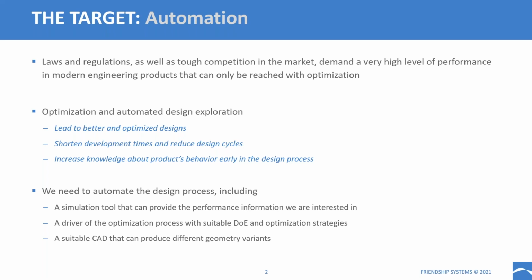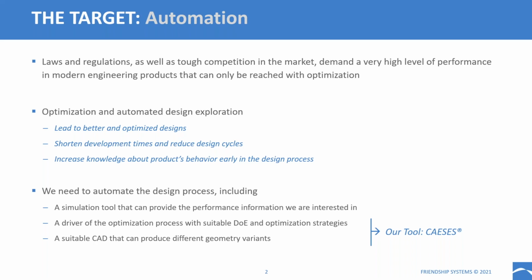And if we want to reach this kind of process automation for simulation-driven design or CFD-driven design, we basically need three components. We need the simulation tool that will provide us the performance information we're interested in, and that's basically taken care of by SimScale in this case, as we've seen. We will need a driver of the optimization process, which basically controls the whole process and provides the algorithms and strategies that we need to run the optimization or a design exploration. And we need a suitable CAD tool that is able to produce the different geometry variants. And basically our tool CAESES that we develop here at Friendship Systems is taking care of these final 2 points.